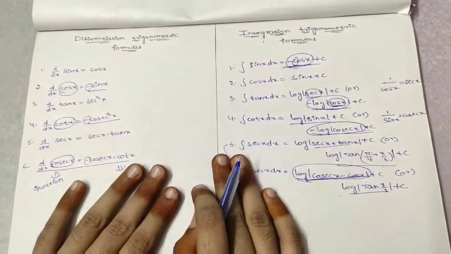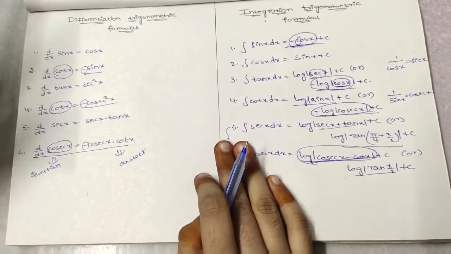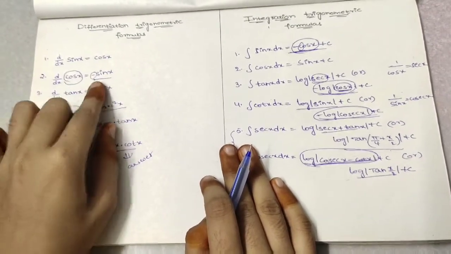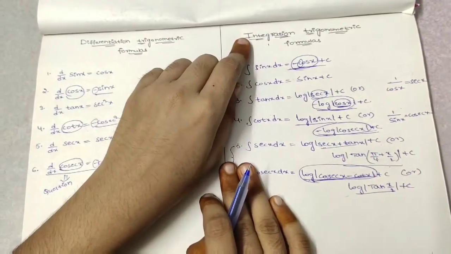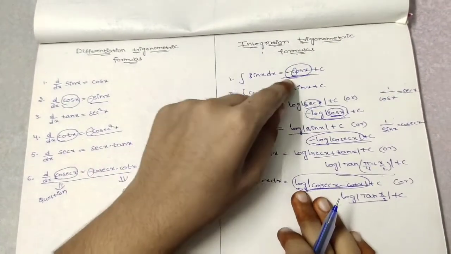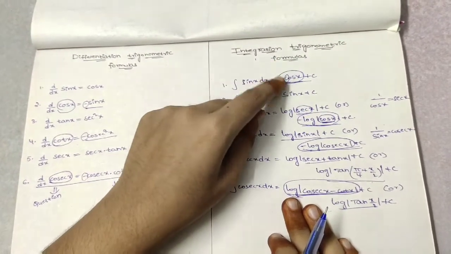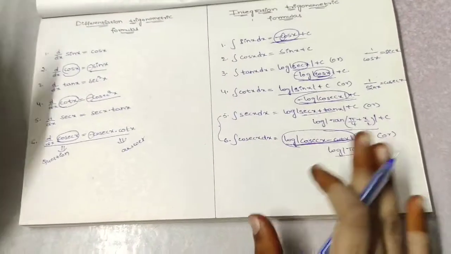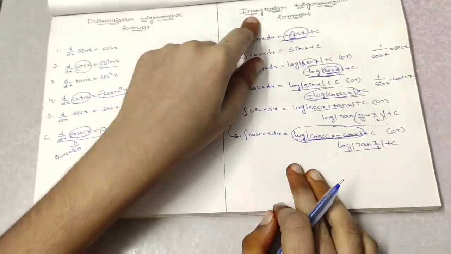I will tell once again. In the differentiations, the question which is starting with the letter C, we have to place a negative sign in front of the answer. Whereas in the integrations, the answer which is starting with the letter C, we have to keep a negative sign in front of the answer. That's it.